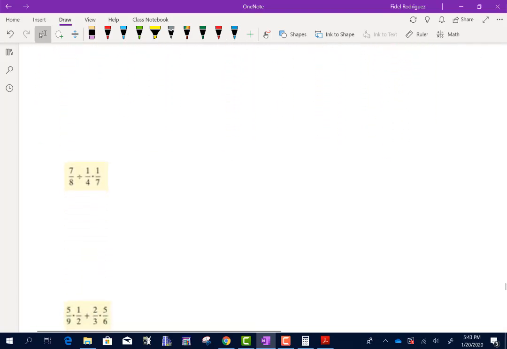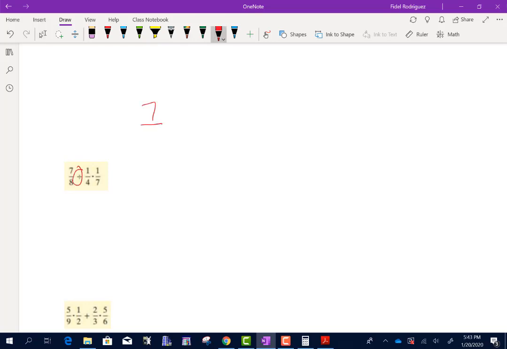Alrighty. Let's take a look here at the next one. 7/8 divided by 1/4 times 1/7. Again, remember, parentheses, I don't have them. Exponents, I don't have them. Multiplying and dividing, I do. Now remember, I have to go in order from left to right. So the first thing I see is the division.